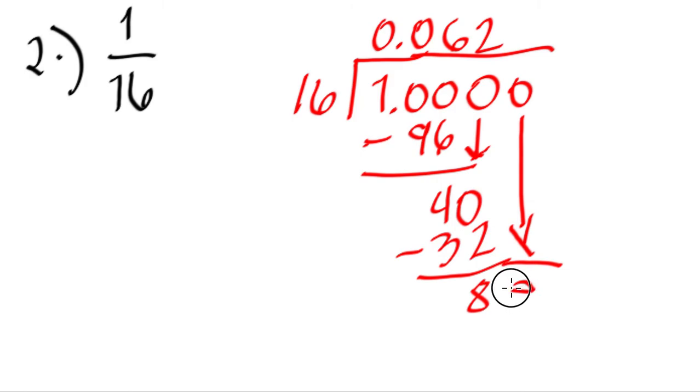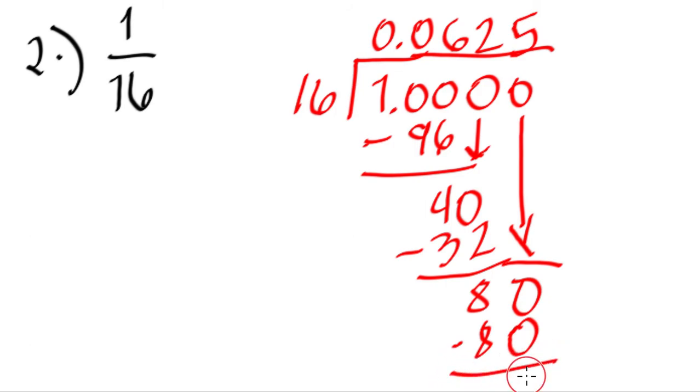So what we have is 80. And remember, 16 times 10 is 160, and 160 divided by 2 is 80. That's 16 times 5. So that's exactly the answer here, this is going to be 5. 16 times 5 is 80. 80 minus 80 is going to give us 0. So therefore, what's our answer? 1 over 16 is equal to 0.0625.